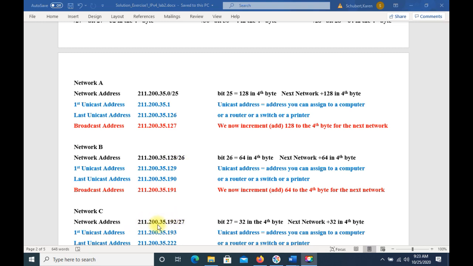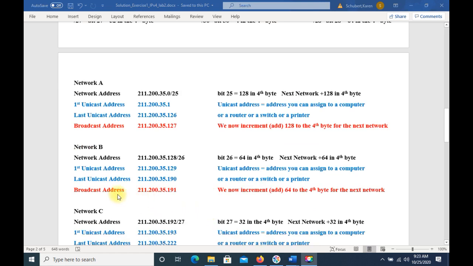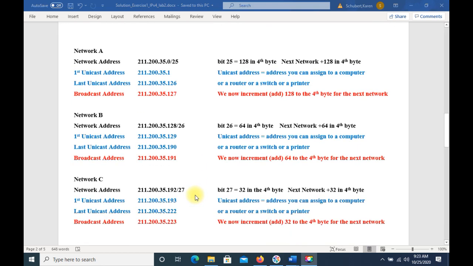So network C's network address will be 211.235.192. Network B has a total of 62 unicast addresses that can be assigned to machines. The address immediately prior to the next network, 211.235.191, is the broadcast address for network B.